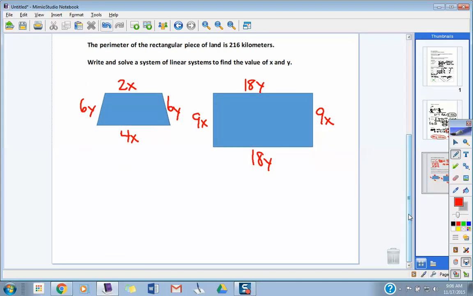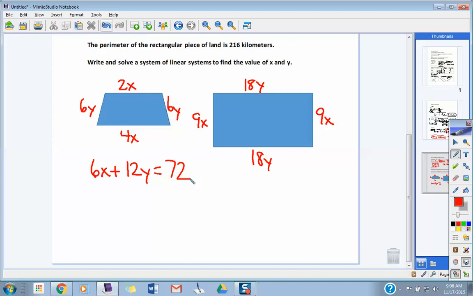Guys, I'm going to start with the x's. Looks like I have a 2x on the top base and 4x on the bottom base, right? So combined, what would that be? 6x plus how many y on the trapezoid? 12y. And what's that going to equal for a total? What did they tell us our perimeter was, kiddos? 72, right? Okay, so that would be an equation for the trapezoid that models the perimeter of that trapezoidal piece of land.